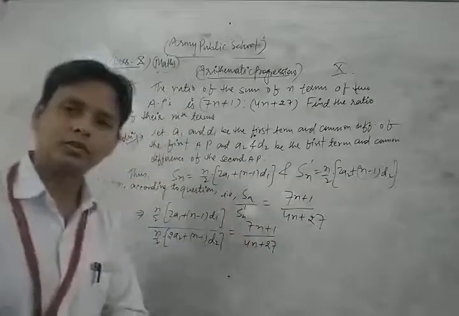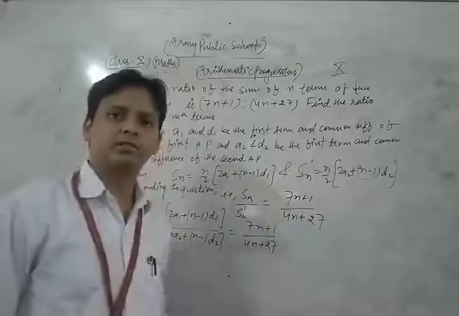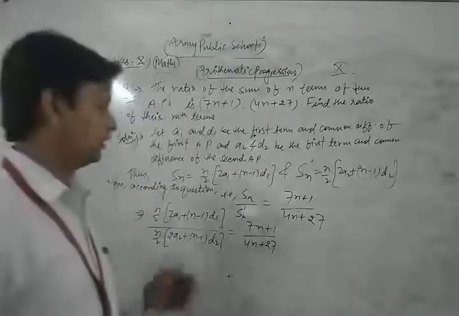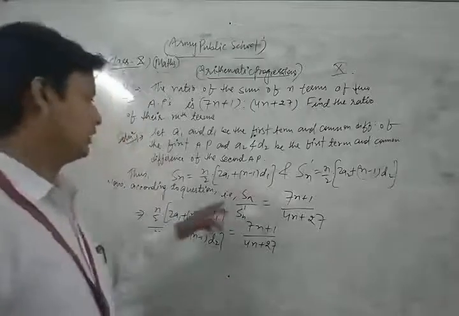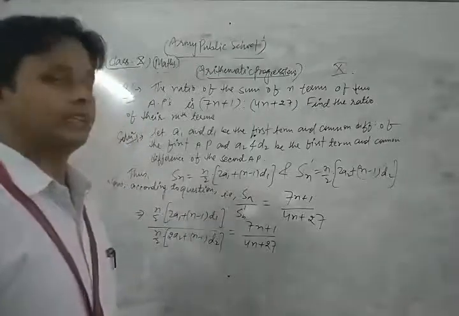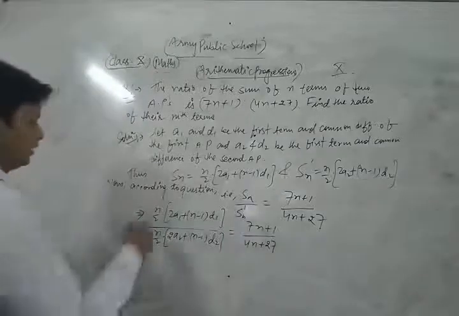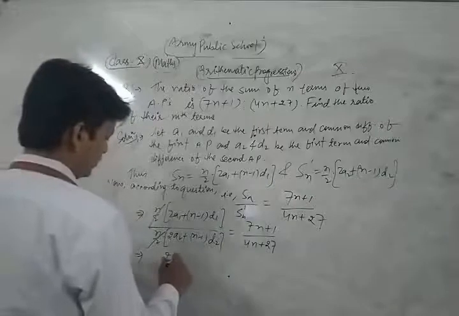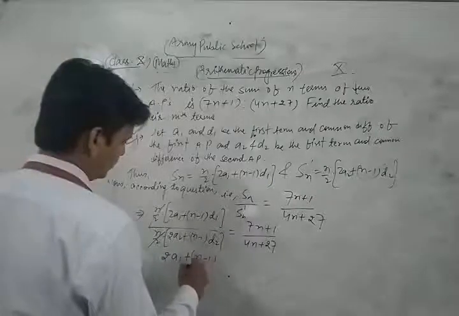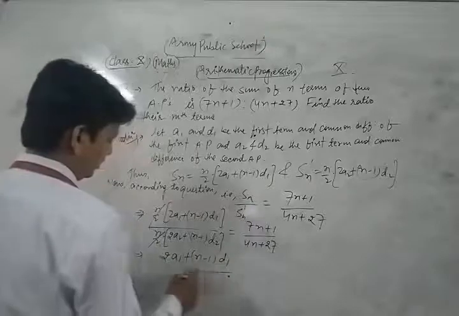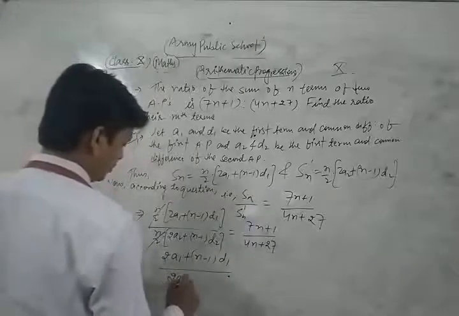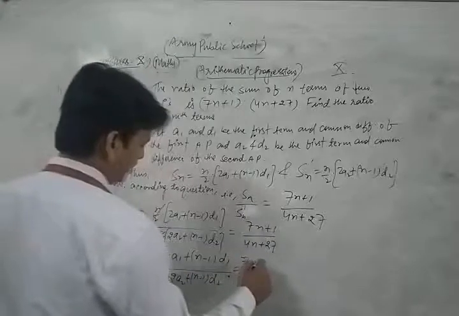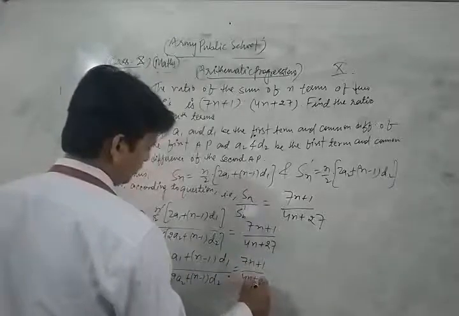Okay, dear students, according to the question, the ratio of the sums of n terms of the APs is given. So here Sn upon Sn dash is given. Now here n by 2 cancels on both sides. So we get 2a1 plus n minus 1 into d1 upon 2a2 plus n minus 1 into d2 is equal to 7n plus 1 upon 4n plus 27.